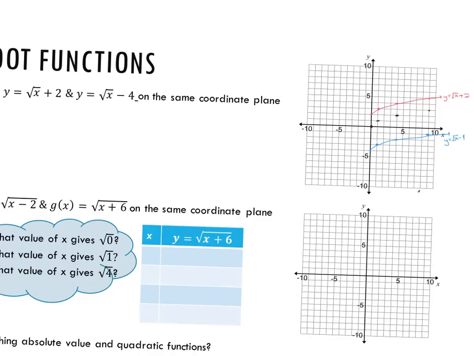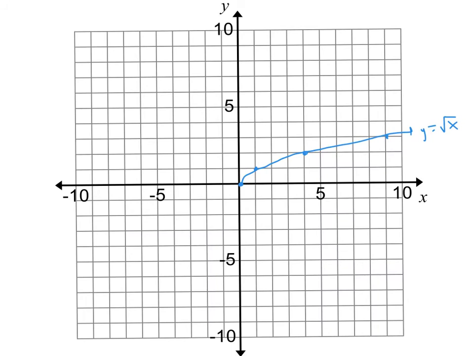Okay, so hopefully you found y equals the square root of x plus 2 to be shifted up 2 on the y-axis, and y equals the square root of x minus 4 shifts the parent function down 4. Now let's look at another problem. First thing I'm going to do is put my parent function on my graph. So notice we have our y equals the square root of x graphed.